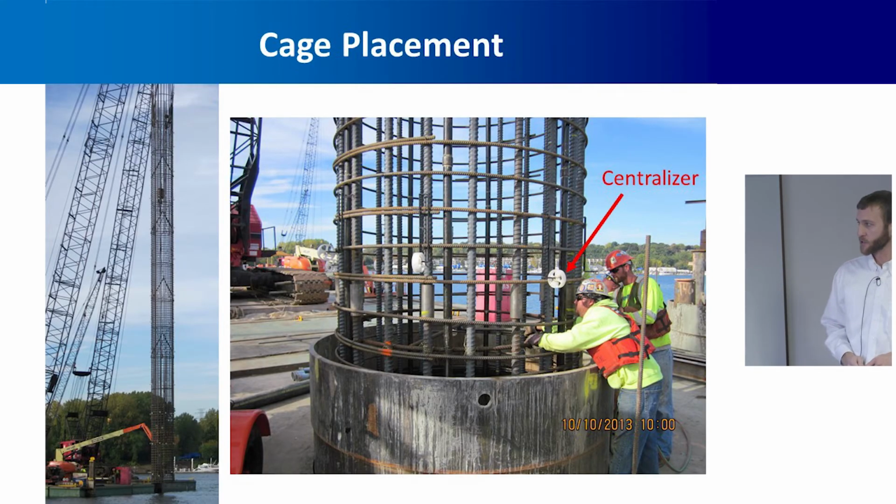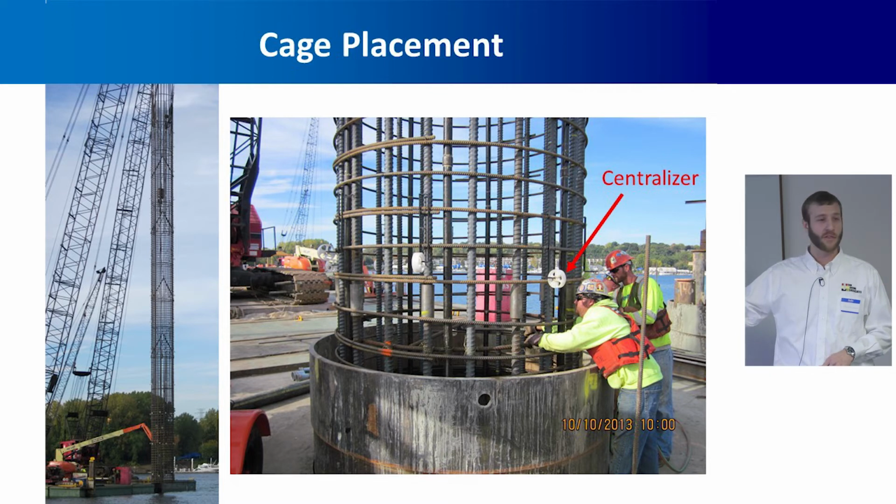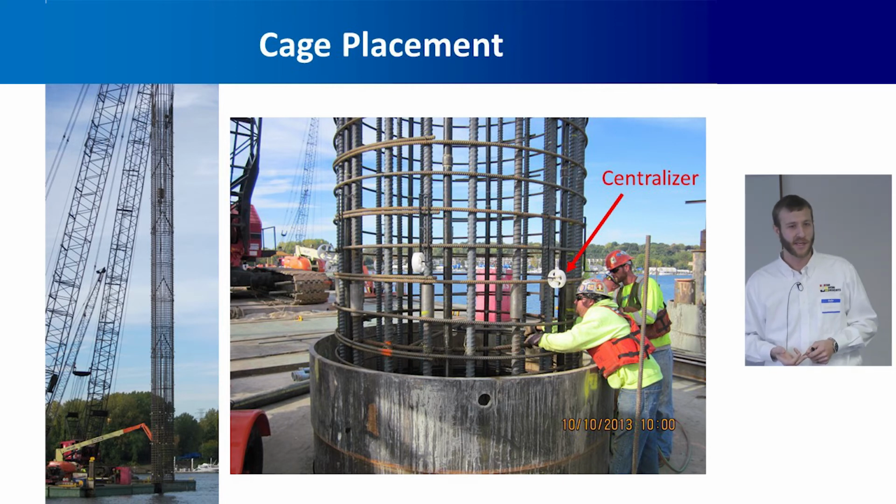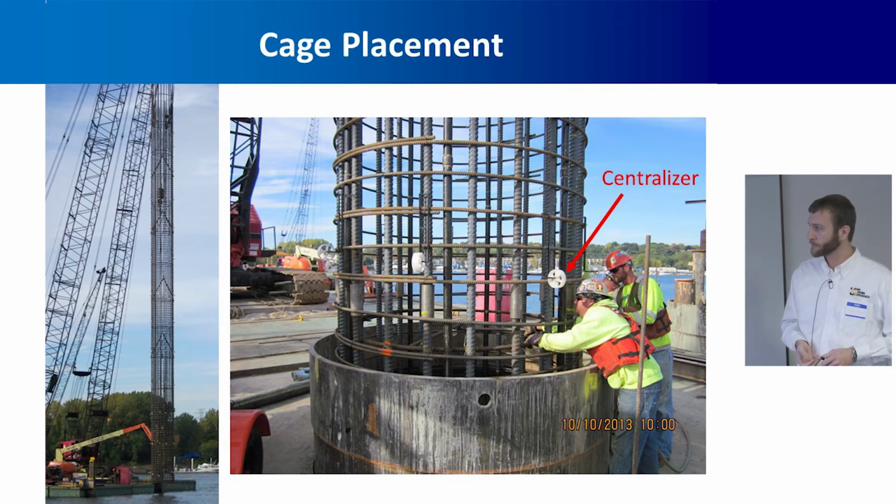And then they placed the cage. They cut out any of those cross braces that they had in there just for picking the cage. We don't want those in there because we need to get our trimmie down the middle of the shaft, and we don't want anything that our trimmie can get hung up on. The contractor also put centralizers on to make sure that the cage is in the center of the hole.